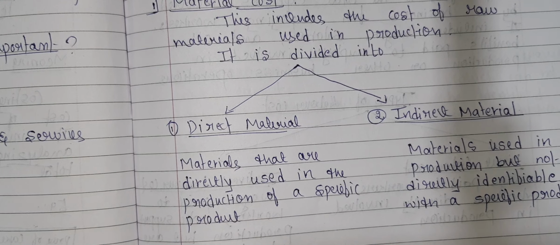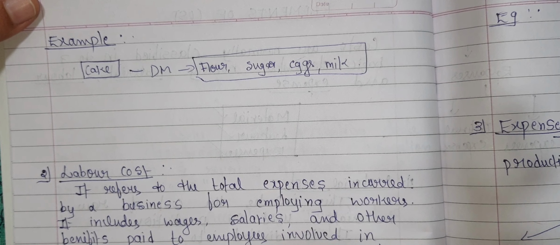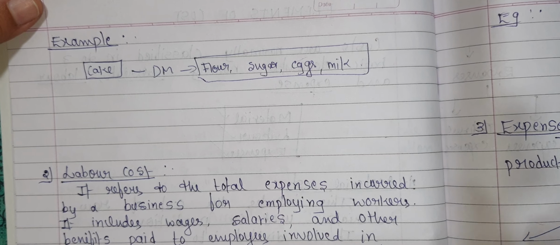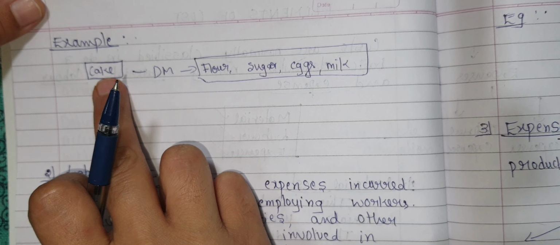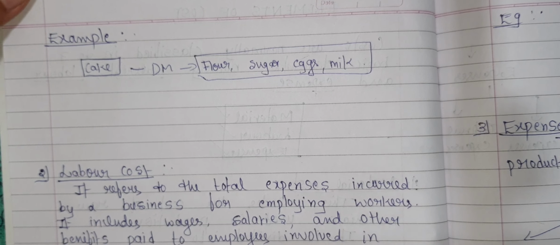So here the main direct materials are flour, sugar, eggs, milk. These are directly used in the production of a product, that is, in the making of a cake. Next, what about indirect material?